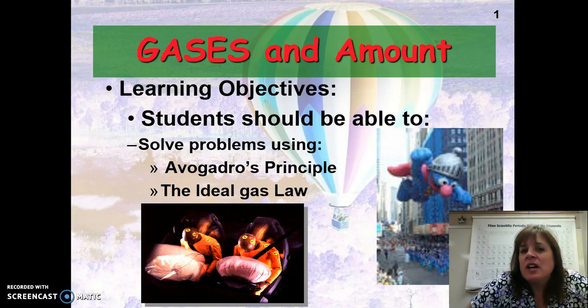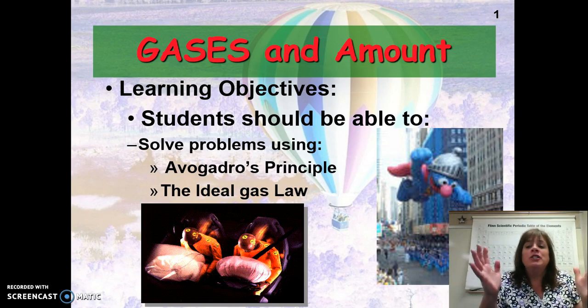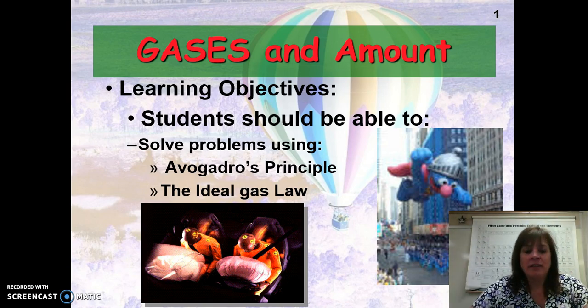In our video today, we're going to talk about gases and amount. So we're going to talk about Avogadro's principle, which we mentioned in our last video. We're going to talk a little bit more about it today. And we're also going to talk about the ultimate of gas laws, the ideal gas law.